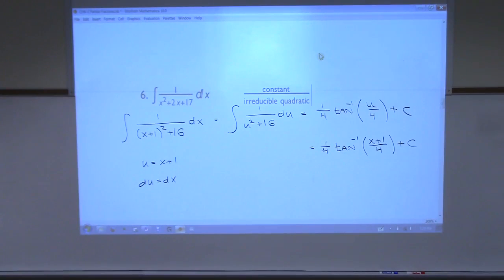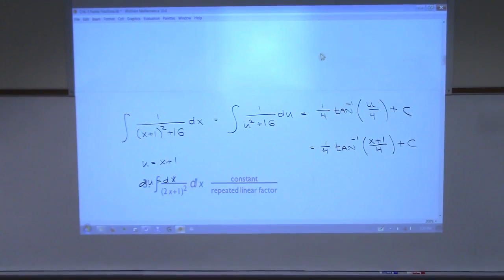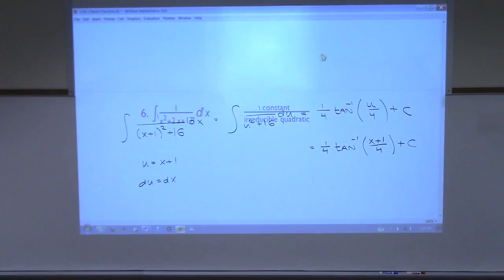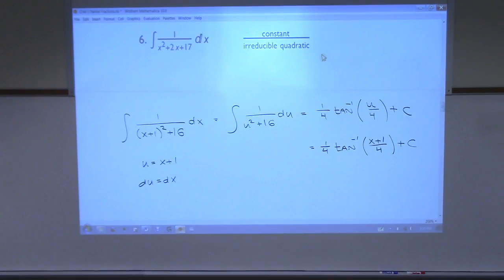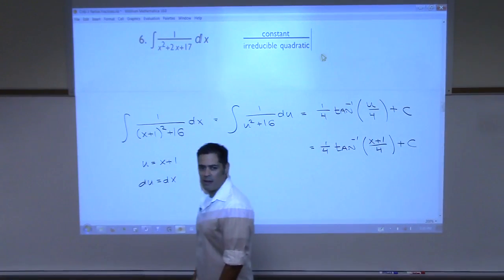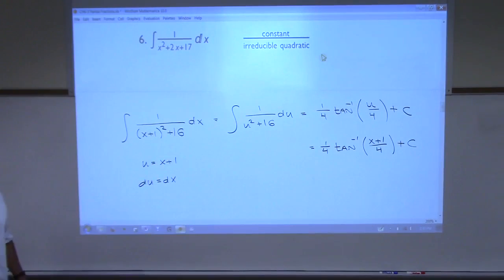Let's recap. Constant over linear, we're good. Constant over repeated linear, we're good. Constant over quadratic with no x term, we're good. Constant over irreducible quadratic, we're good, right? If somebody gives me an irreducible quadratic, I should be able to complete its square, and I should be able to do this, right? Theoretically.